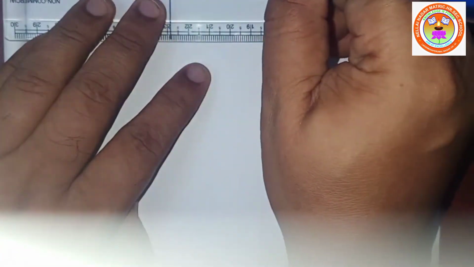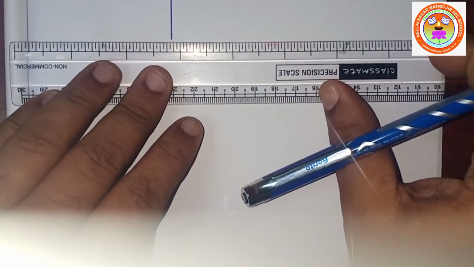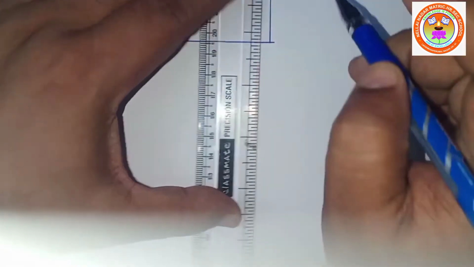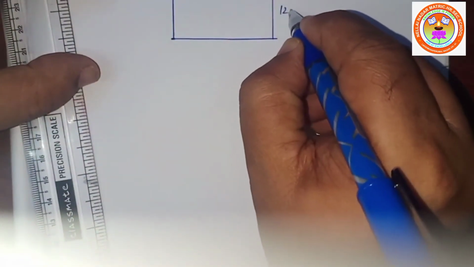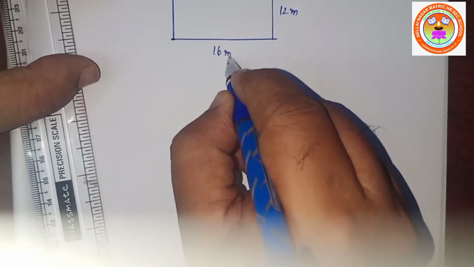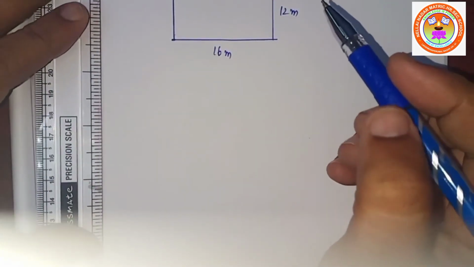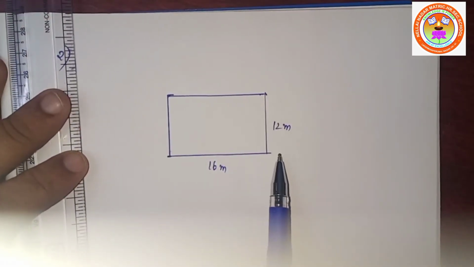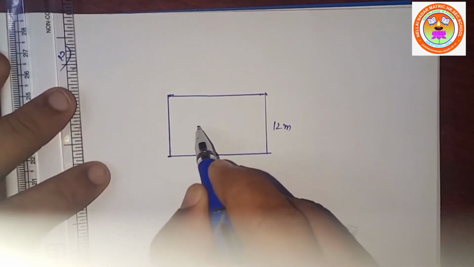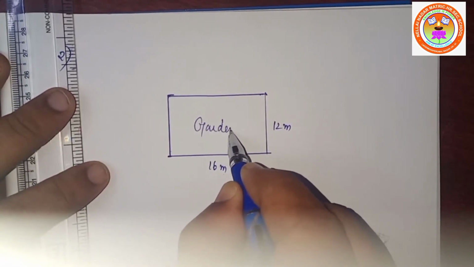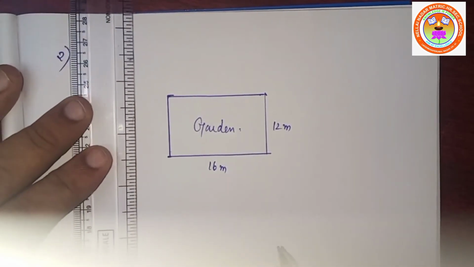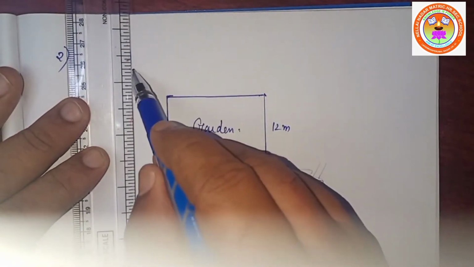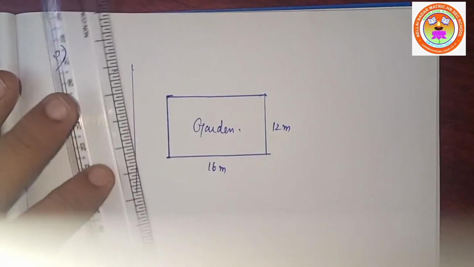Garden, 16 meters length and 12 meter breadth. It's a garden. Around the garden there is a pathway of uniform width.